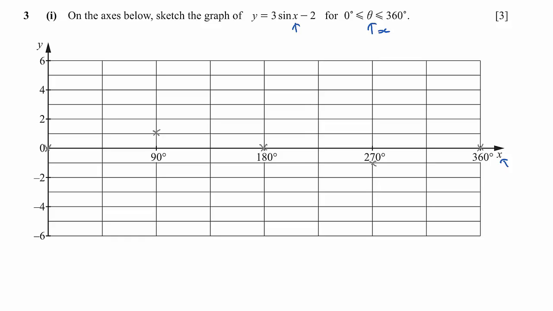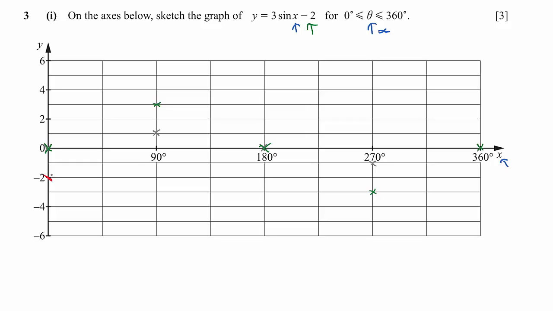So now let's move to 3 sine. So it's still going to be at 0, but here instead of being 1, it's going to be 3. We're just going to increase the amplitude. We'll be back to 0, and then it will be at negative 3, and then it will be here. And then the minus 2 is just going to move it down 2.